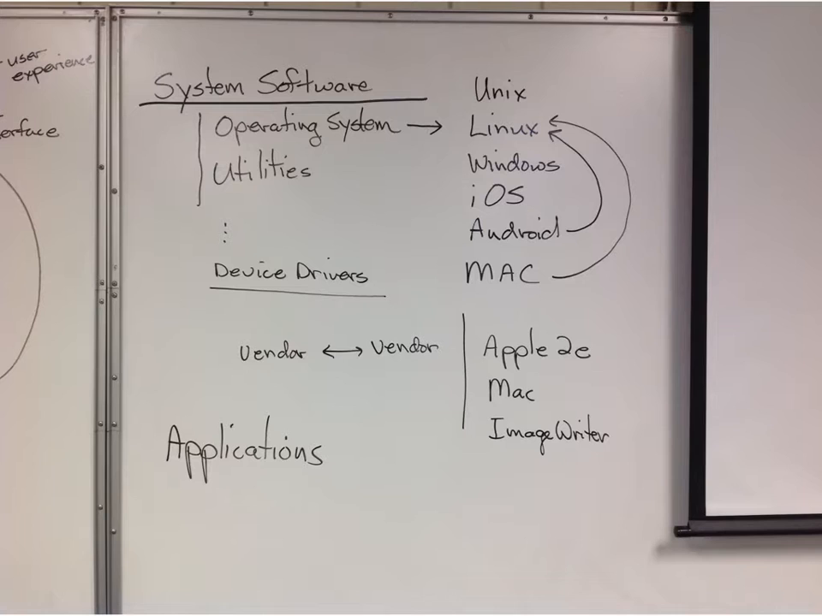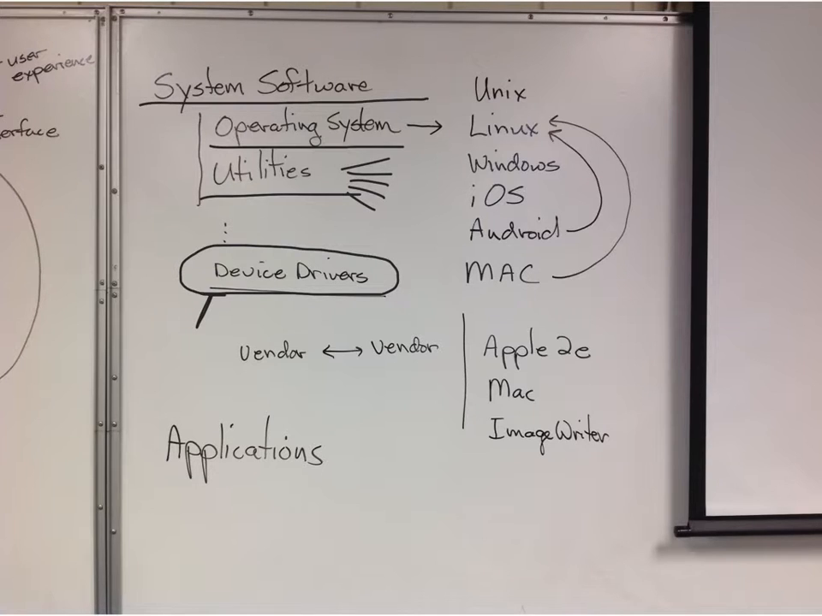System software. We divide it into two parts, the operating system and utilities. We did some work with utilities, I believe on Wednesday. Talk a little bit today or here on Friday about device drivers. This is software that allows a device from one vendor to communicate with a device from another vendor. You can have an HP printer talking to a Dell computer, so to speak.